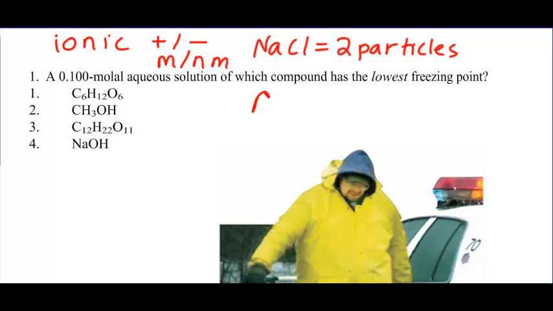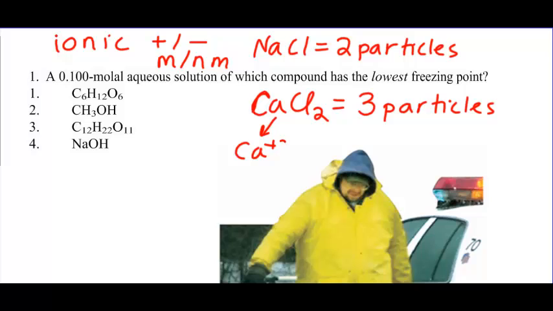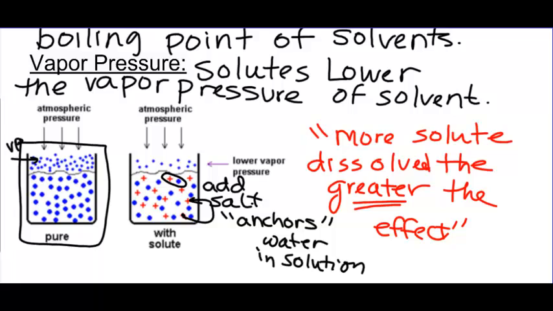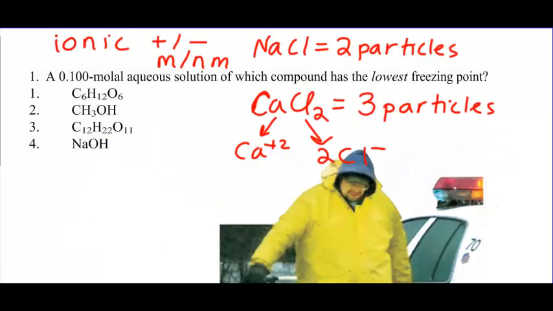If you dissolve CaCl2, you get three particles. Right? One calcium and two chlorines, or two chloride ions. And as we said on the previous screen, the more solute you dissolve, the greater the effect. So if I added the same amount of sodium chloride and calcium chloride to ice, calcium chloride would do a better job at lowering the freezing point because it breaks down into more particles.